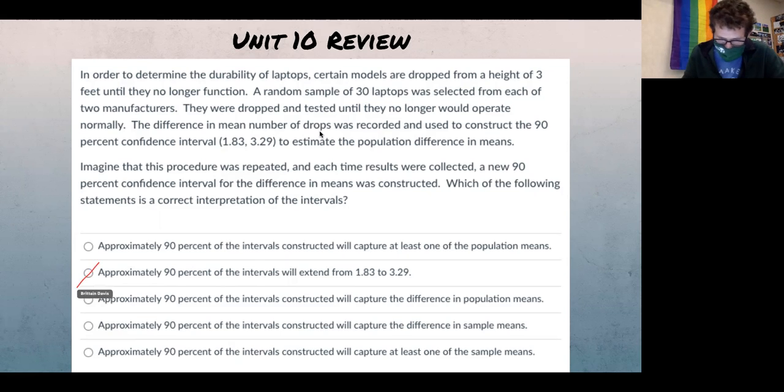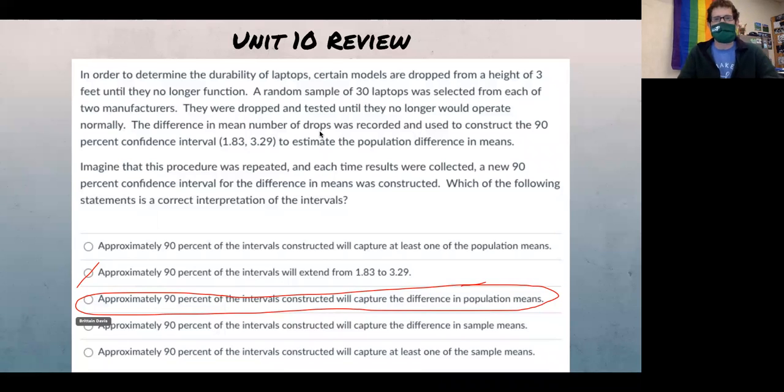So, there's a number of these we can rule out, but essentially, I'll just jump to the answer. The answer is C. So there is a true difference. If we could take every single laptop and drop them until they no longer function and figure out the true difference, then we could find what the true number is. Of course, that would make no sense to do in the real world since we want most of these laptops to be sold.